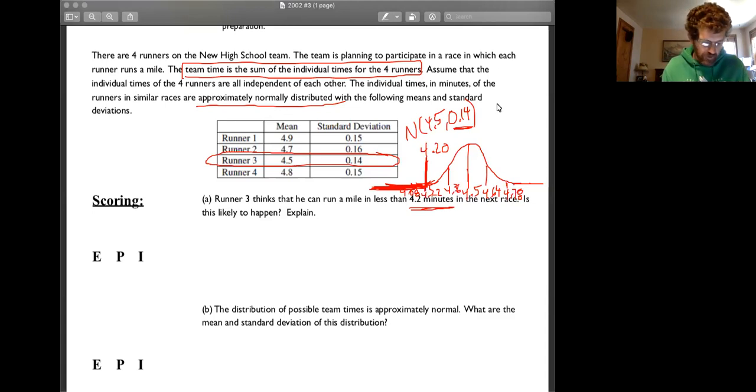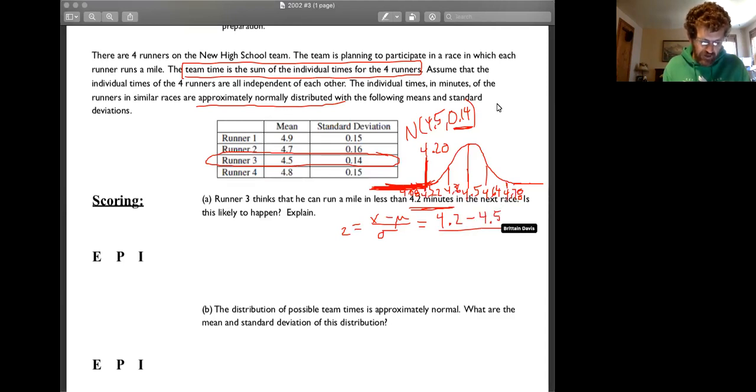Okay, so now the other thing that I'm going to be looking for, and that AP would be looking for, is to always show how you're finding your z-score. And if you want to put even the generic formula just to show, hey, I know what values need to go in here, and I'm going to do the substitution. So my X right here is 4.2. My mean is 4.5.